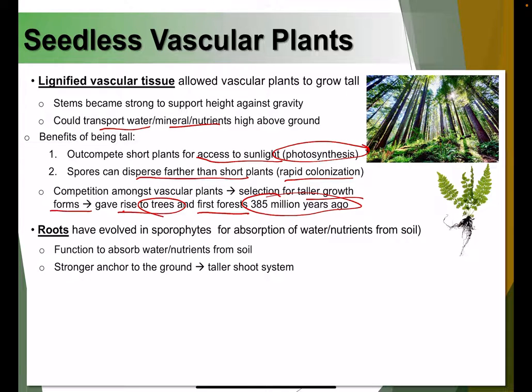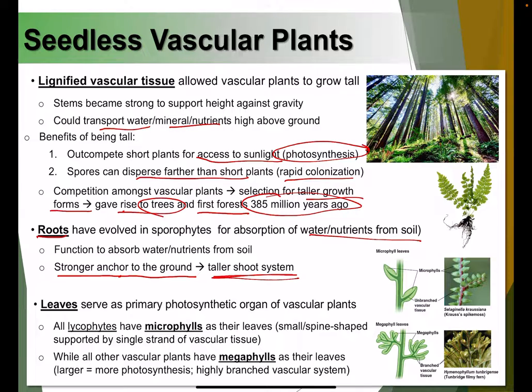All right, roots was another thing that has evolved in sporophytes for absorption of water and nutrients from soil. Okay, and again, this is different from rhizoids that we talked about. Rhizoids don't do absorption of water and nutrients, but roots do. And on top of that, they allow for even stronger anchoring to the ground, because these roots can branch out in very complex structures, and that way it allows for stronger anchor, and you can have a taller shoot system. That's why the trees or plants can get taller and taller.